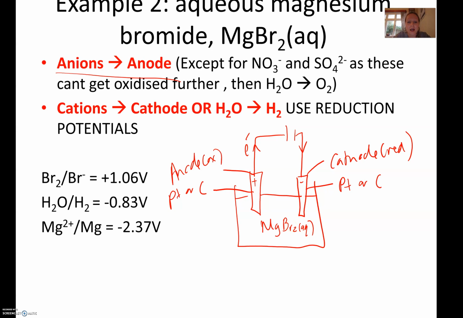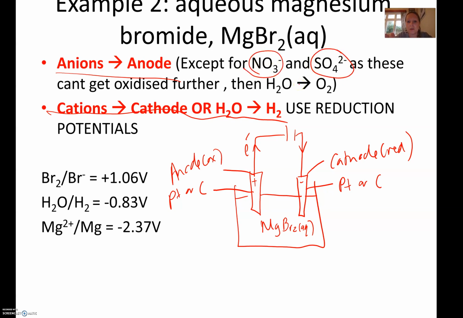So this cell is harder. And why is it harder? Because you actually have to take into consideration this here. Cations to cathode or water getting reduced to H2. Now, the first thing I always tell my kids to do is start with the anions because it's the easiest. So anions to anode except for nitrate or sulfate.